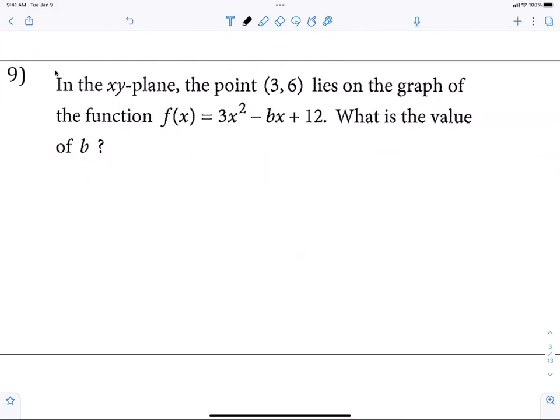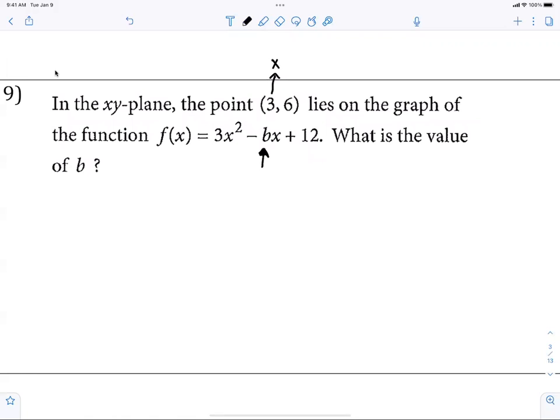Now, in the XY plane, the point 3, 6 lies on the graph. All right, now we have a problem. We're missing what? We need to find B. So now, anytime you are given a point, here's what I want you to remember. Whenever they give you a point, you can just plug the numbers into the equation, and that generally solves it. All right, what does that mean? This 3 represents what? X. The 6 represents what? Y.